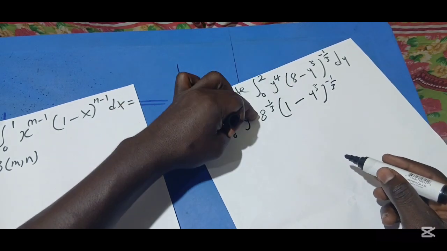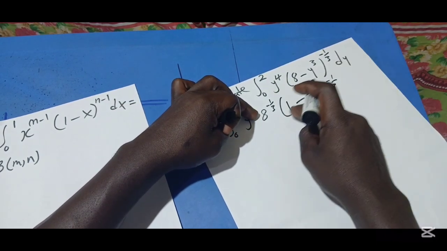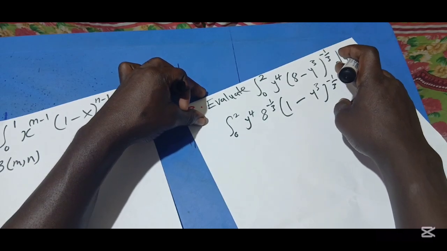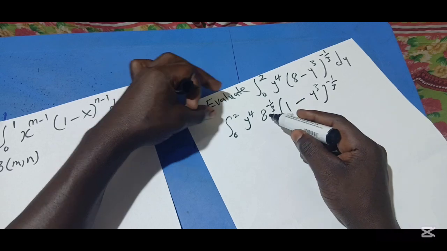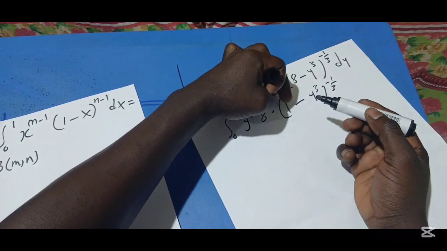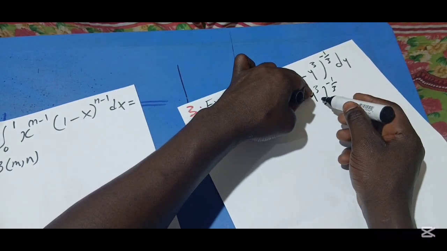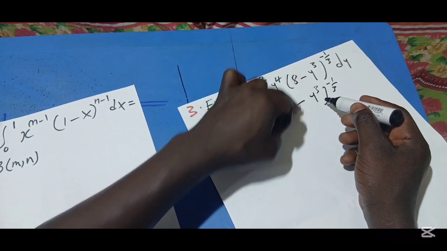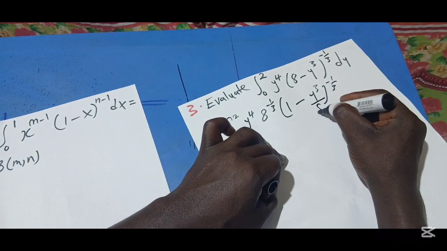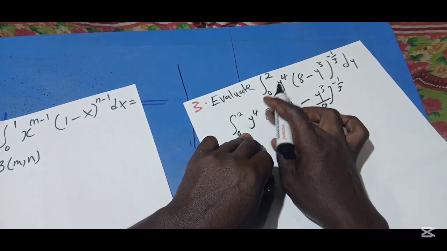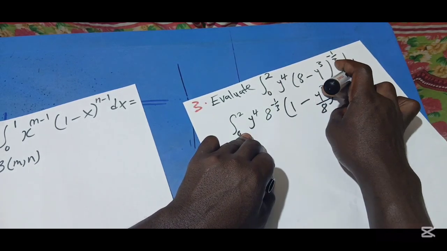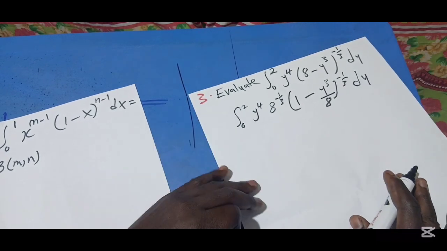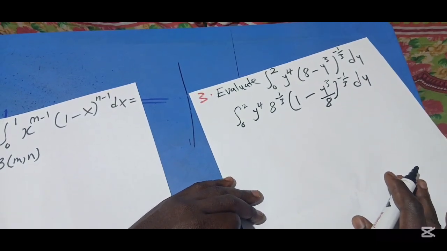So when you bring 8 out, all of these have a power of minus 1 on 3. When you multiply 8 by 1, you get 8. When you multiply 8 by y to the power 3, you are not getting y to the power 3, you are getting 8y to the power 3. So to solve that problem, divide this place by 8. If you multiply 8 by this, 8 will cancel out, remaining y to the power 3. So here, dy.